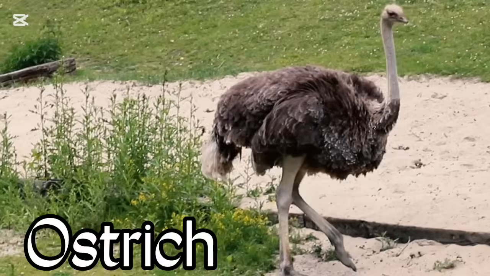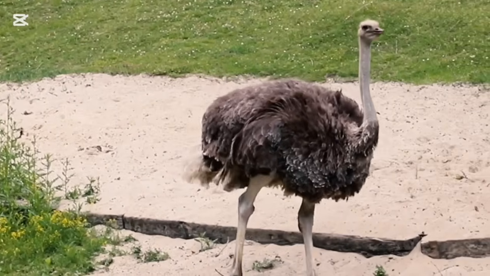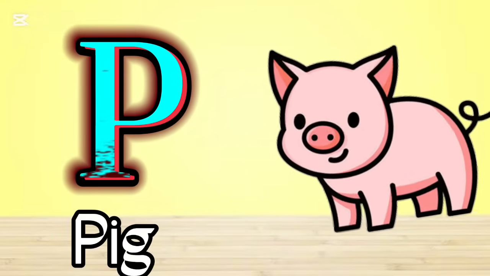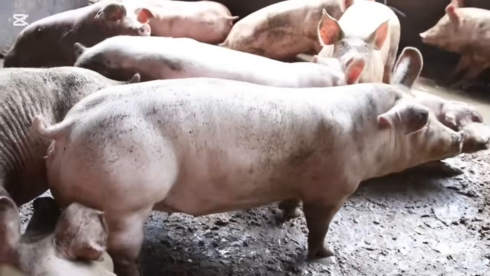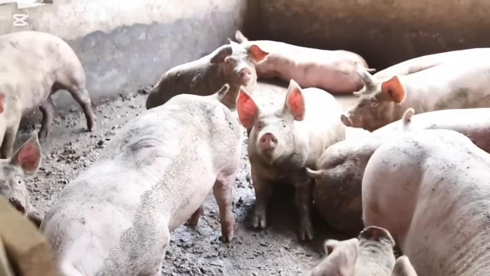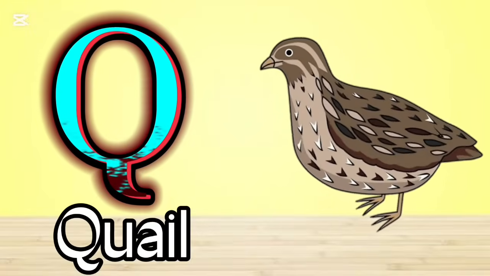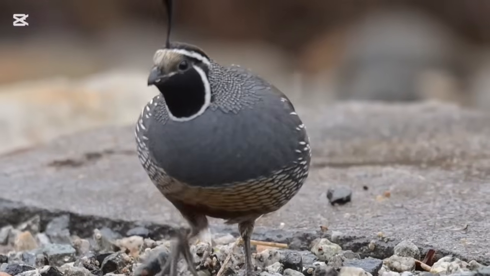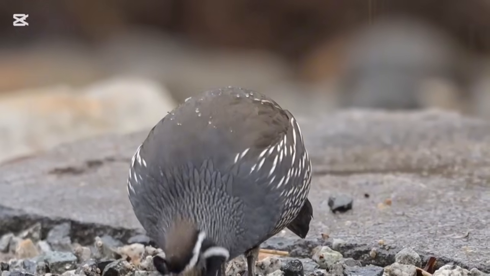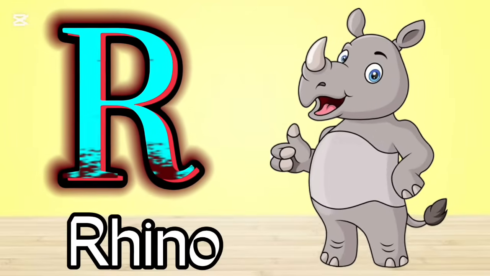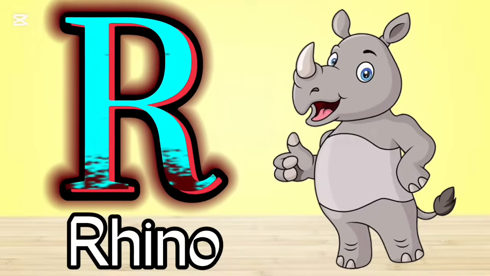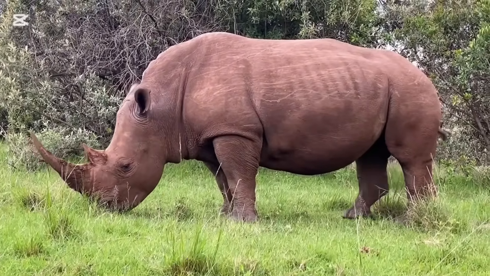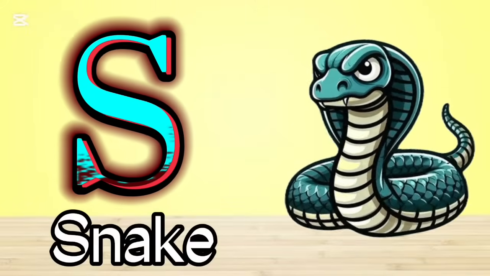Ostrich. P is for pig. Pig. Q is for quail. Quail. Q. Quail. R is for rhino. Rhino. R. Rhino. S is for snake.